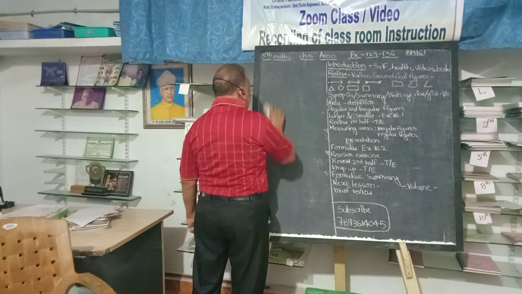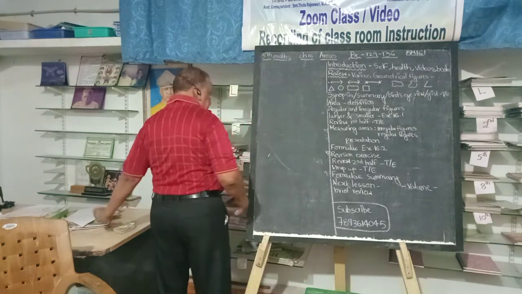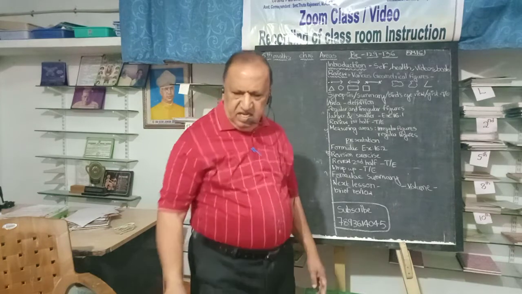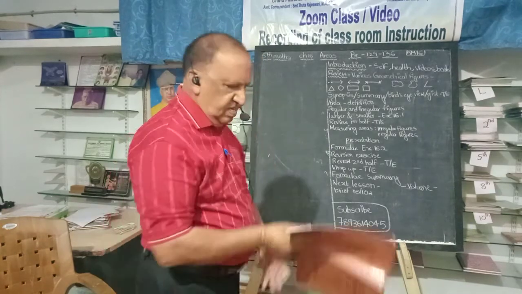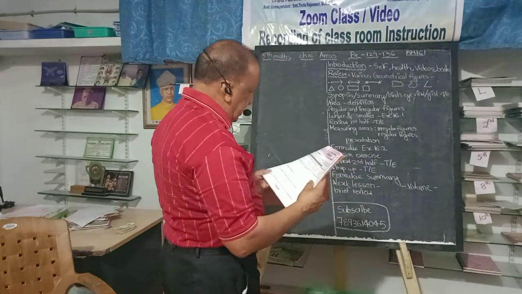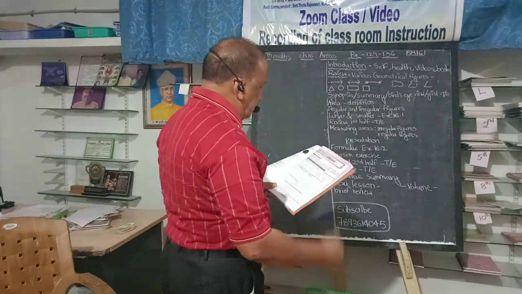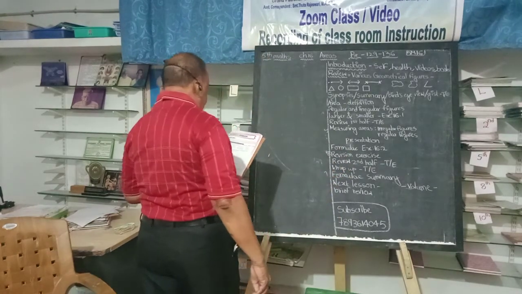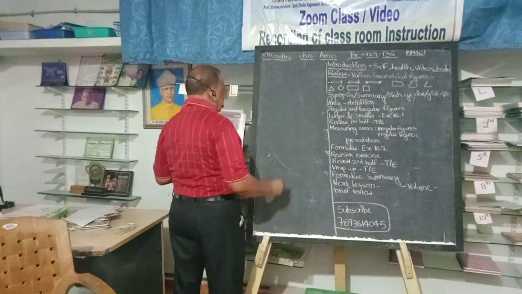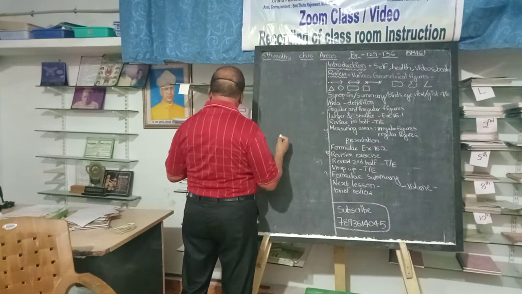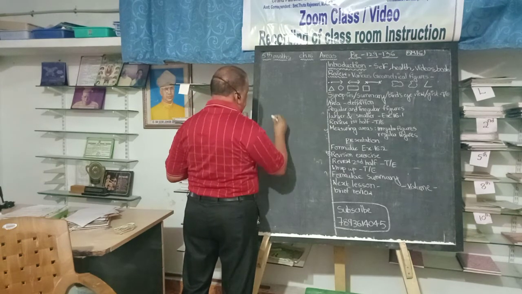Now we come to area. The area definition: if you look at page number 129, area is the extent of surface occupied by any object. Area is the extent of surface occupied by an object.